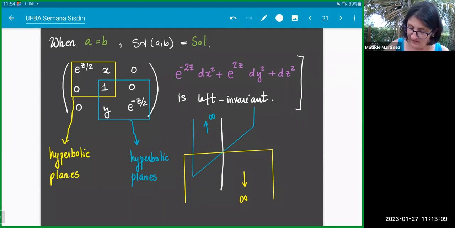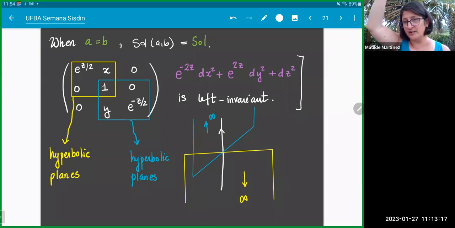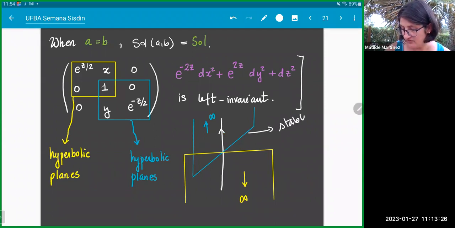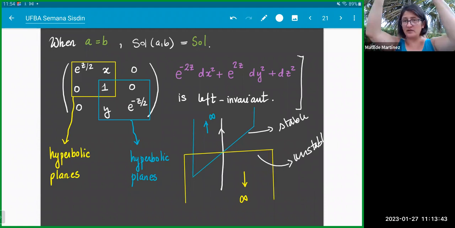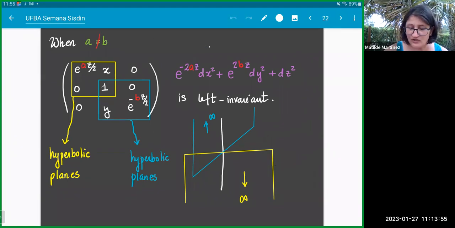Another way to say this is that if you look at this white line and you take the flow which is going like this vertically, this is an Anosov flow where these blue guys are the stable manifolds of this flow and these yellow guys are the unstable manifolds of this flow. So this is R3 with vertical lines, and when you go upwards, these blue lines are exponentially contracted and the yellow lines are exponentially expanded. Okay, so this is the geometry of SOL. So what is SOL AB? When A is different from B, you get something which is very, very similar, except that now the group has some A and B parameters here.